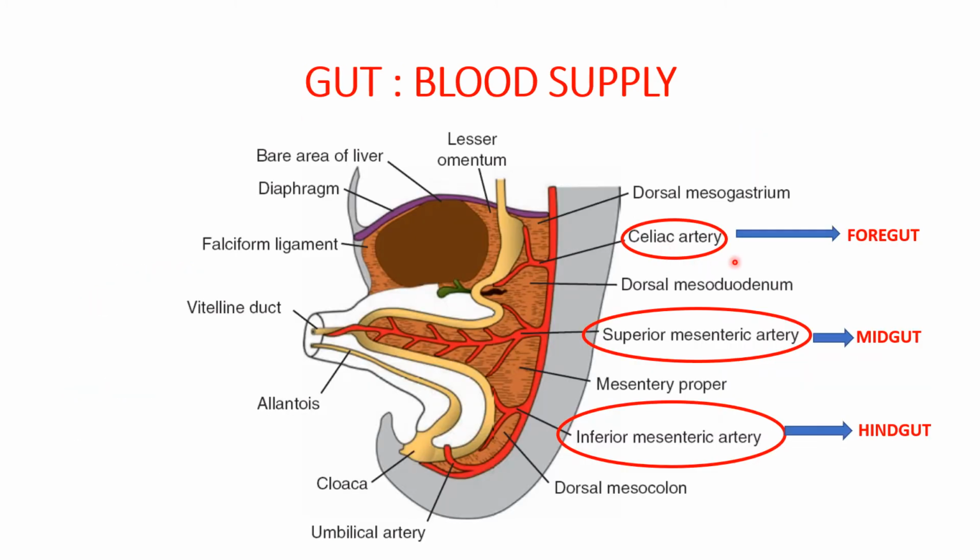The blood supply of the gut: the foregut part is supplied by the celiac artery. This is the celiac artery which is supplying the foregut part. The second artery is the superior mesenteric artery, which is the artery of the midgut. So all the portions which are derived from the midgut will be supplied by the superior mesenteric artery. The hindgut artery is the inferior mesenteric artery. So all the portions of the gut from the left 1/3 of the transverse colon till the cloacal membrane will be supplied by the inferior mesenteric artery.